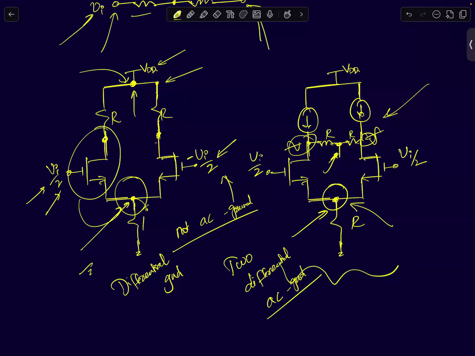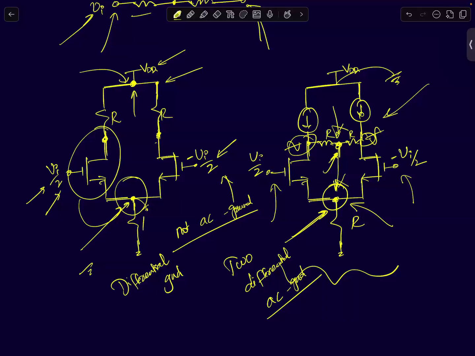Now, VDD will be an AC ground because that's a voltage source itself. It will be AC ground even if you apply common mode inputs or differential inputs; it doesn't matter. This node will be at ground. But for these two nodes to be at ground, you have to apply differential signals. Only when you apply purely differential signals will these two nodes come to ground. So those two are differential AC grounds. If you apply common mode signals, they will not be at ground.